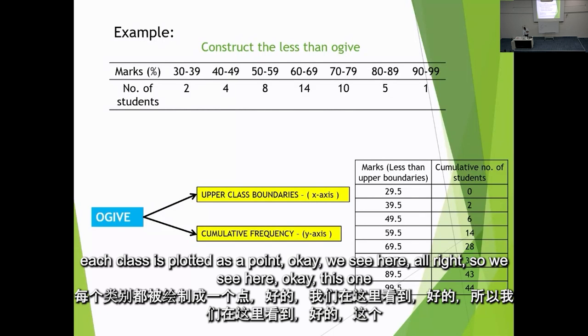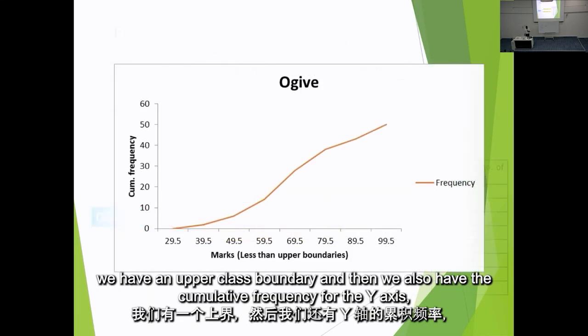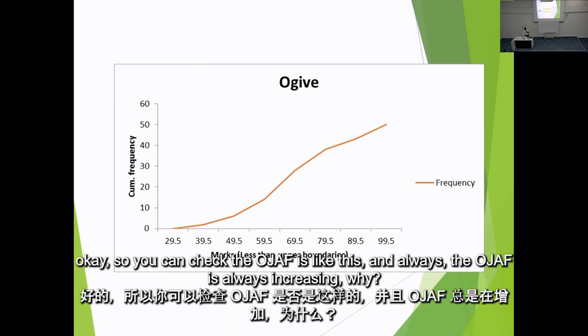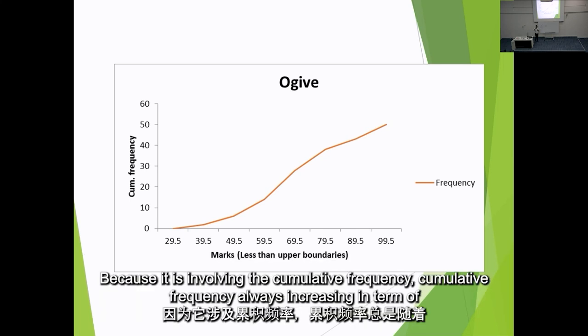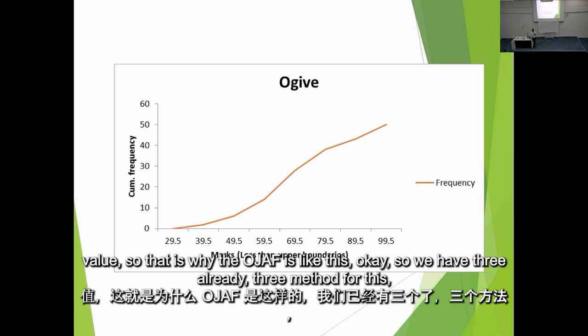We see here the upper class boundary, and then we also have the cumulative frequency on the y-axis. You can check the ogive is like this, and the ogive is always increasing. Why? Because it involves the cumulative frequency, and cumulative frequency is always increasing in terms of value. So that is why the ogive is like this.